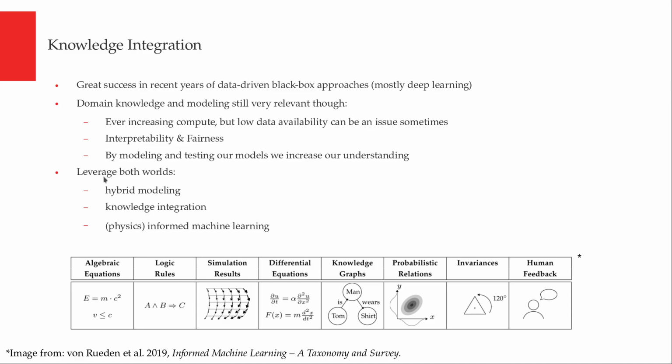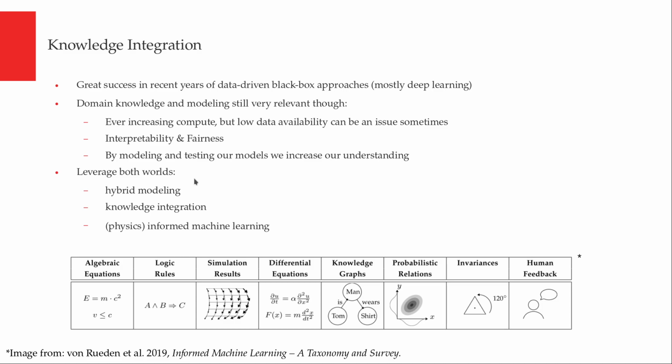And the idea now is that these two fields, these two ideas here, are not necessarily a dichotomy. So you can leverage both worlds in a hybrid modeling approach where you say, okay, I use my domain knowledge, but I also use the powers of black box approaches. And in that way, I just get the best of the two worlds. And that directly brings us to the problem of knowledge integration. So how can I put the knowledge that I have into a machine learning pipeline?